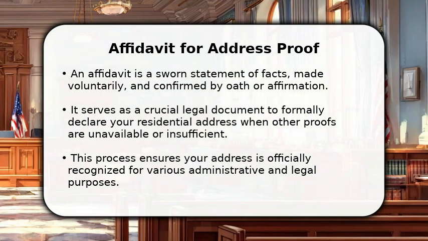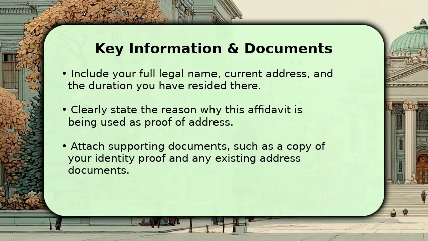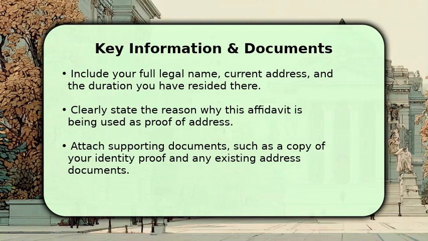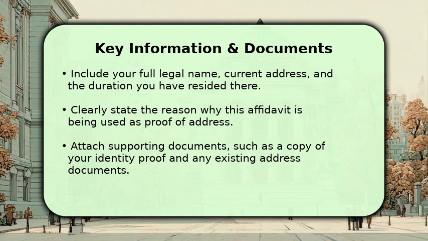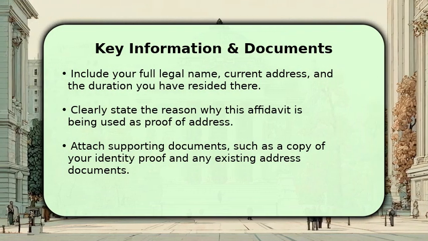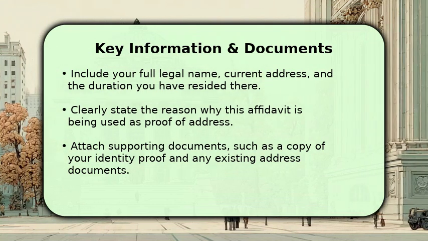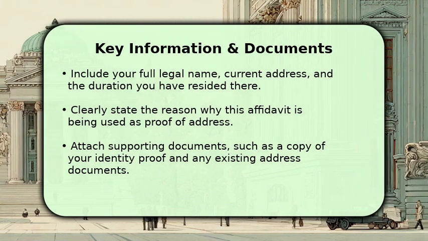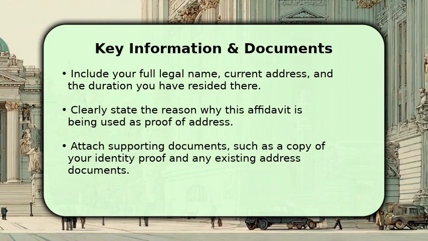of your current residence. To create your affidavit, you will need to include your full legal name, current address, and the duration you have resided there. It is essential to clearly state the reason why this affidavit is being used as proof. You should also attach supporting documents, such as a copy of your identity proof and any existing, albeit insufficient, address documents. Ensure all details are accurate and consistent across all submitted papers.